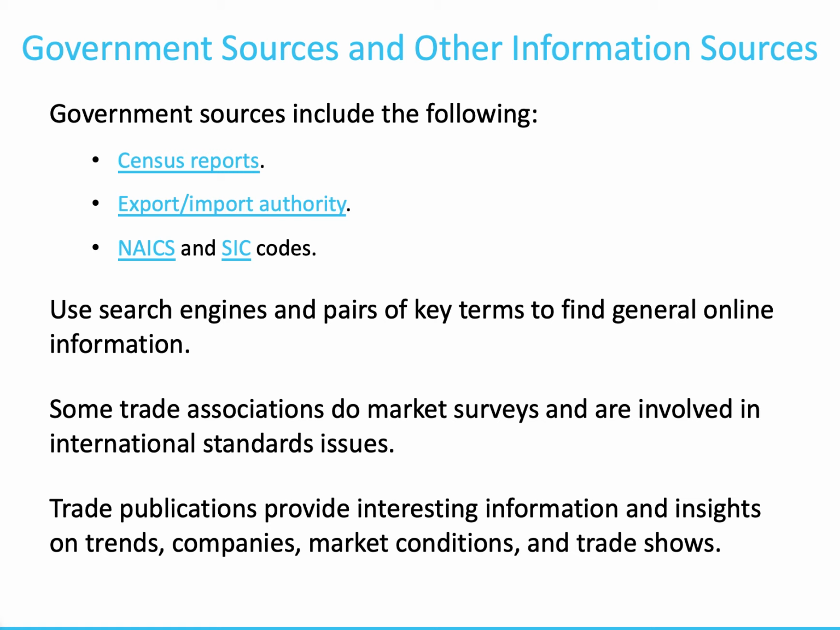You can use search engines and pair key terms with general online information. Some trade associations do market surveys and are involved in international standards. There's an article on just about every one of these things. Trade publications provide interesting information and insights on trends, companies, market conditions within their industry. So there is a load of data out there. You just have to take the time to go find it and then dissect it and then digest it and then put it in your research in this class.